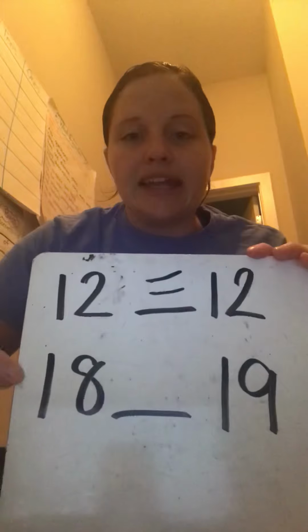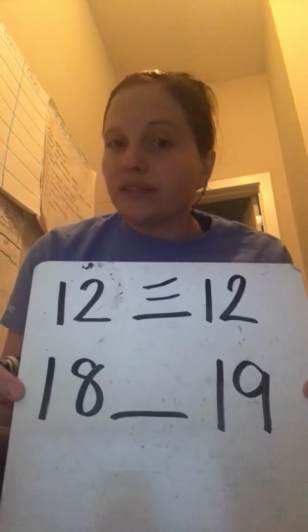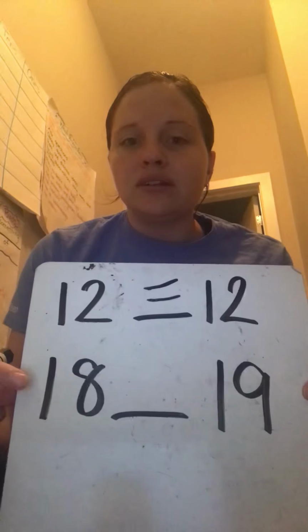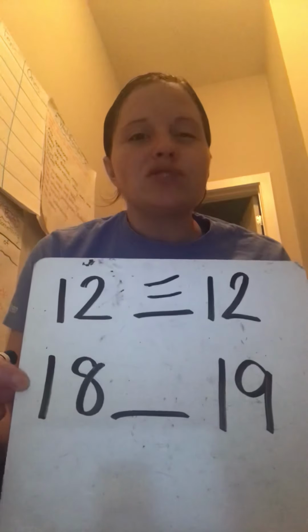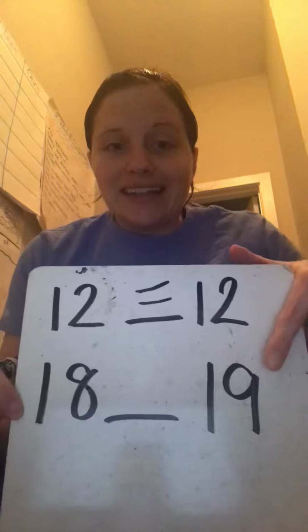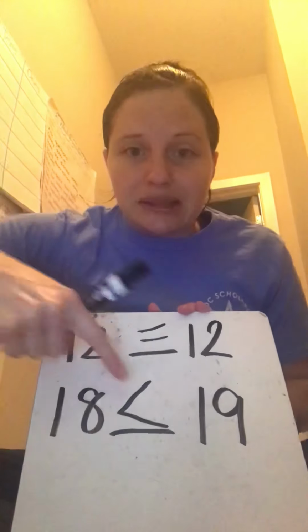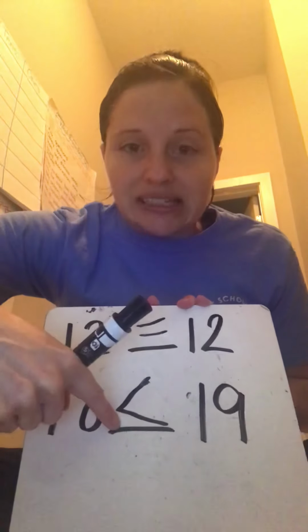We're comparing 18 to 19. Okay, so we know that it's not equal because they're not the same number. So what symbol will we use? Our less than. So which way is my mouth going to be facing? Right, the 19 because it's bigger. So our less than symbol looks like this. The mouth is eating my bigger number. So it says 18 is less than 19. Keep up the great work.